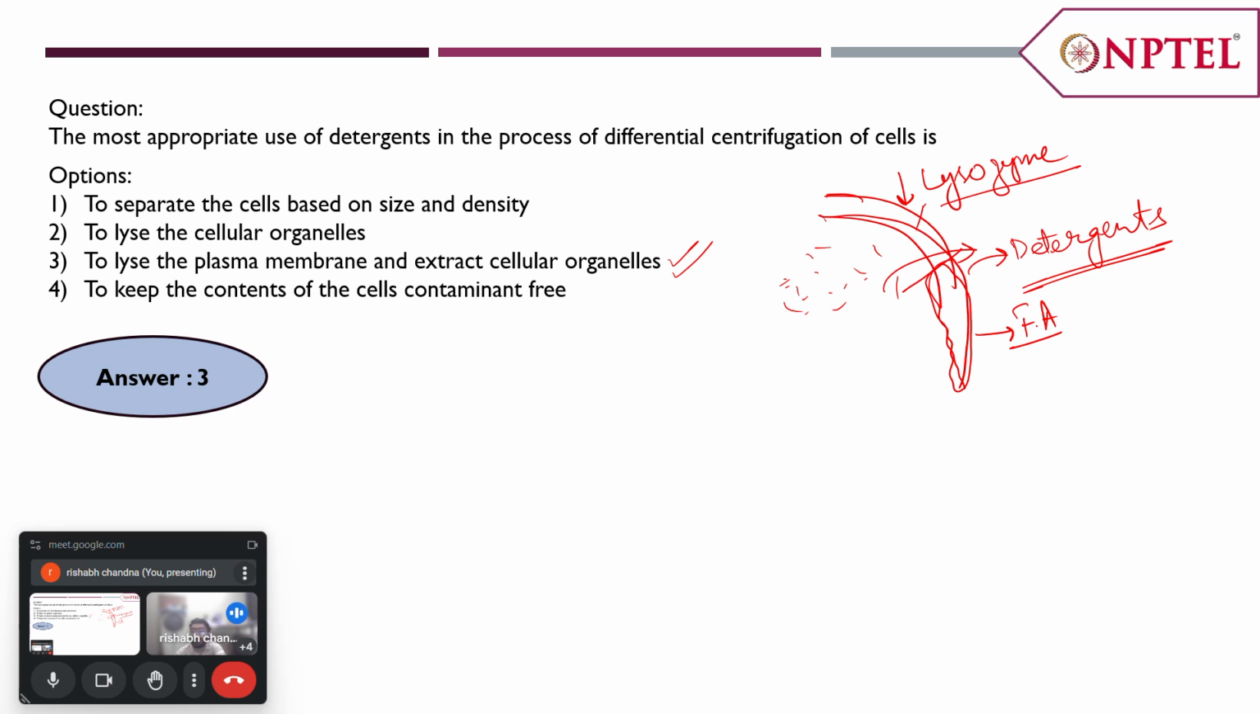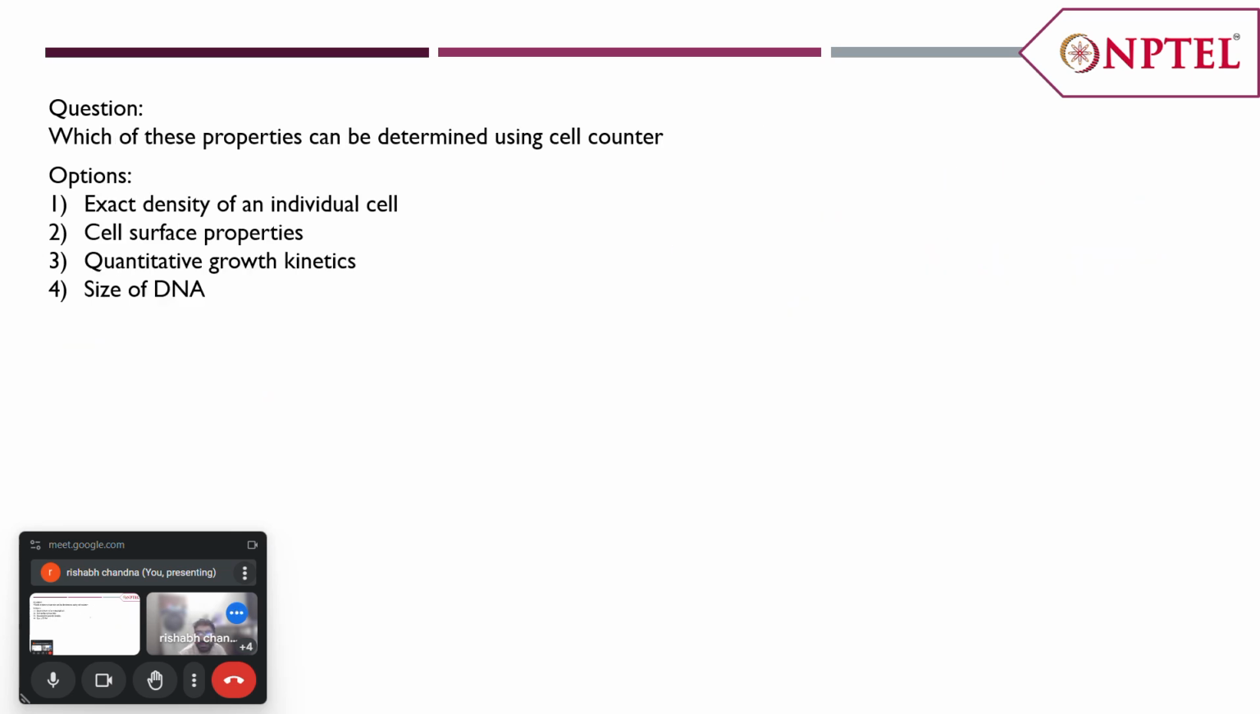If not, then we'll move on to the next question. Which of these properties can be determined using a cell counter? The exact density of an individual cell, cell surface properties, quantitative growth kinetics, or size of the DNA. What can be the correct answer?